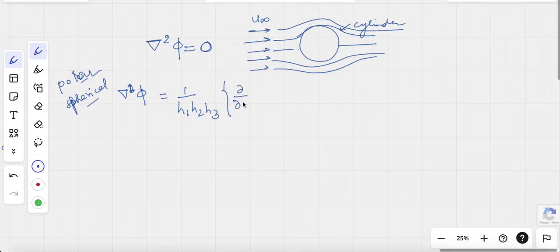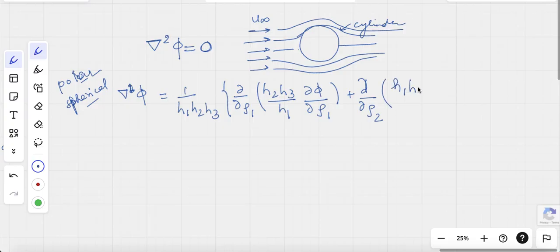d of d rho 1 h2 h3. Just remember this, and after that the rest of the process is a no-brainer. Rho 2, I'll tell you what this rho and h's are. Here 1 is in the denominator, 2 here 2 is in the denominator.